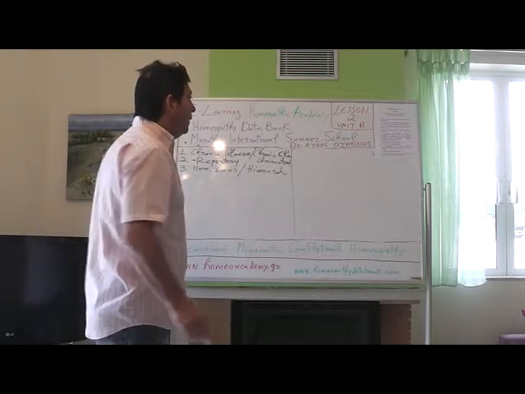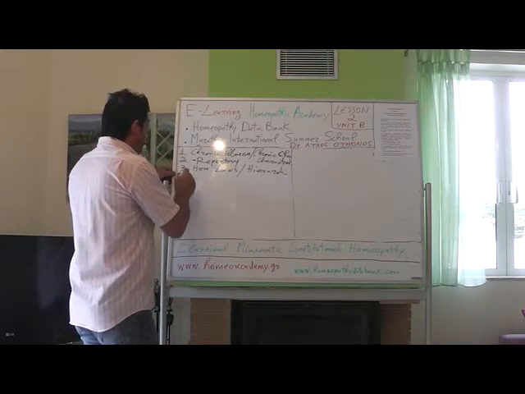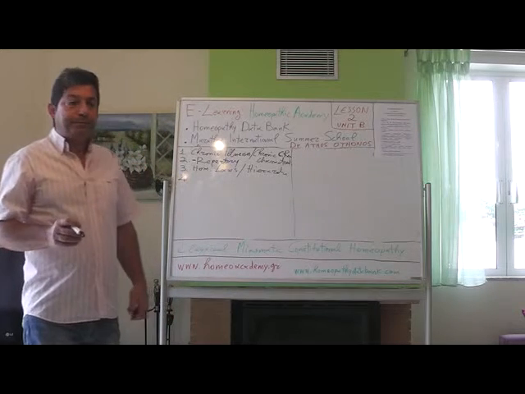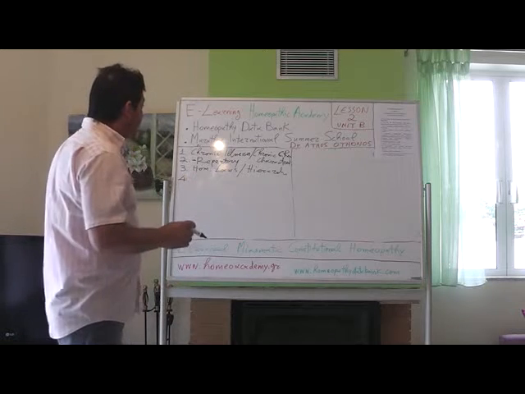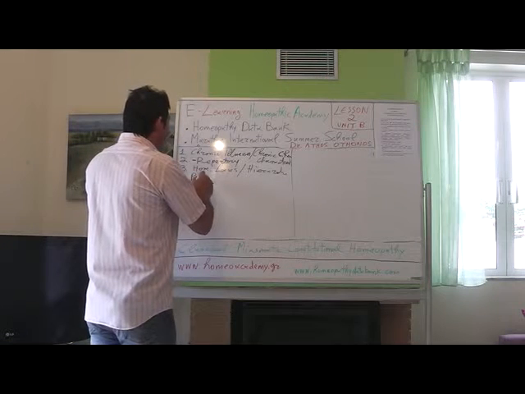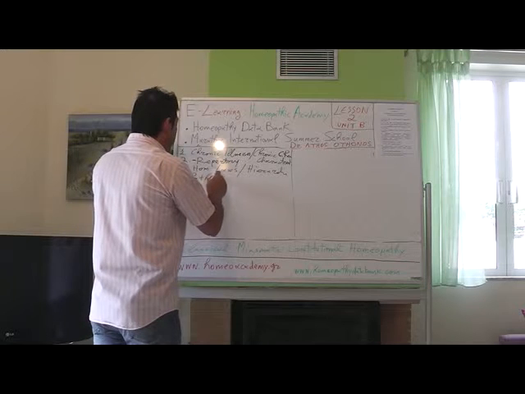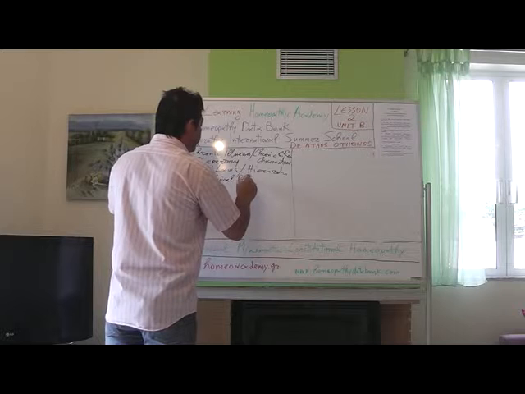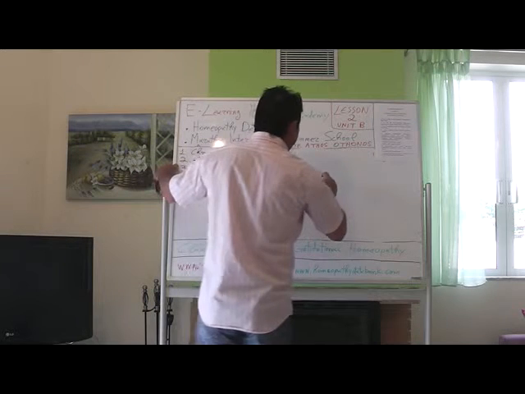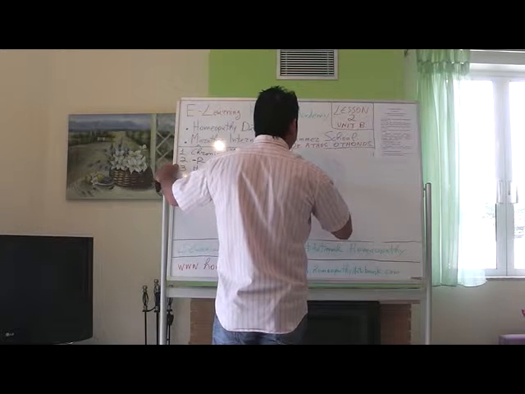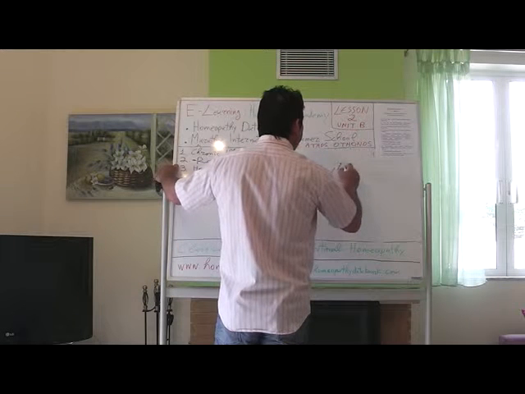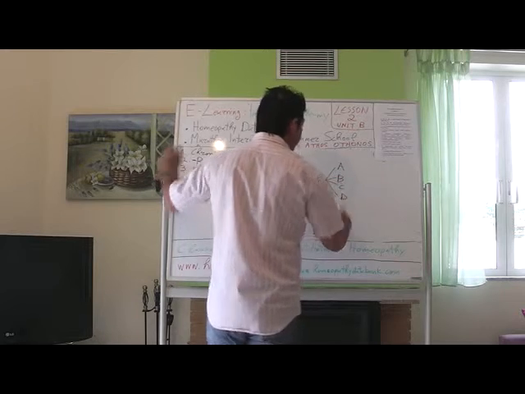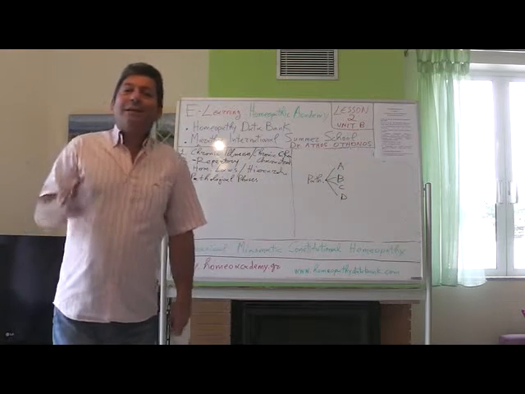Then we have another innovation. The innovation is that we discriminate between pathological phases. Pathological phases. We have pathology phase A, B, C, and D. What does that mean?